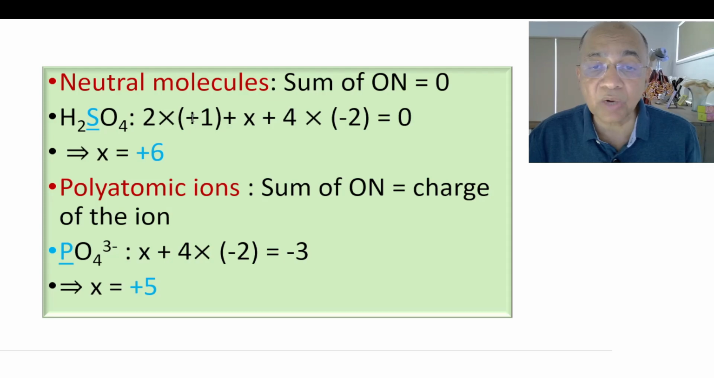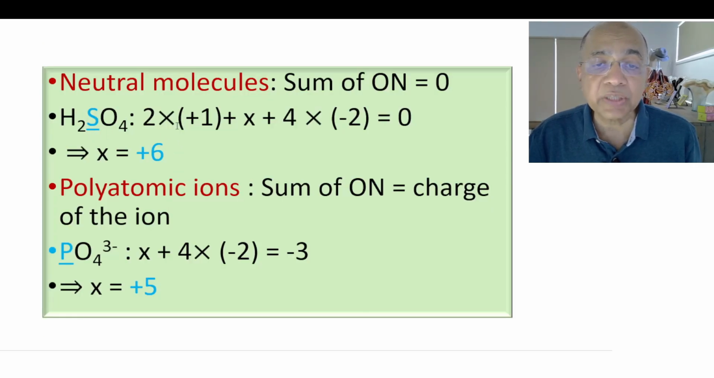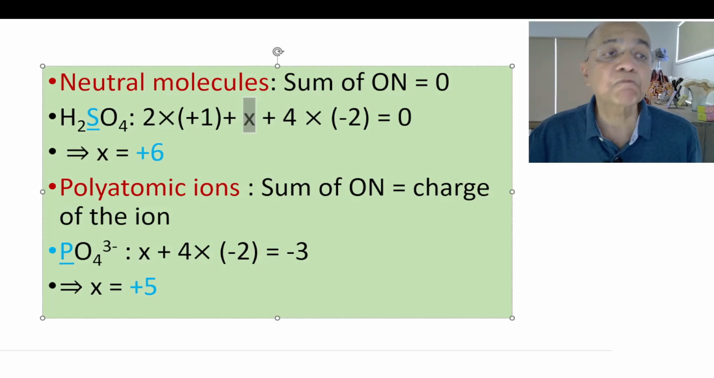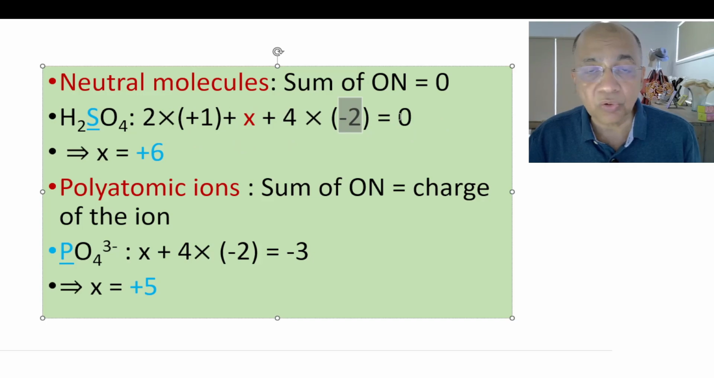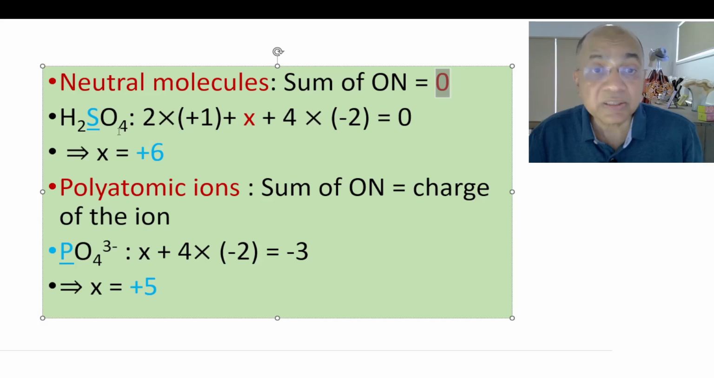If hydrogen is +1, according to rule number 3, then for 2 hydrogen, it will be 2 times +1. Plus, let's say sulfur has an oxidation number of X. So plus X, there is 1 sulfur and there are 4 oxygen. So each oxygen has -2, so 4 times -2. So the sum of all these will be equal to 0 as per this rule, because it's a neutral molecule. So X comes to be +6.